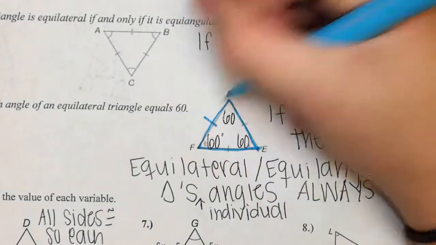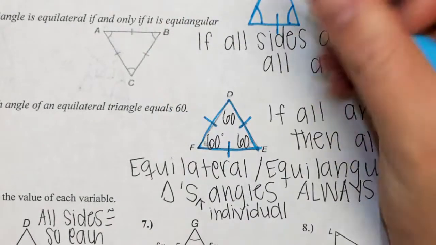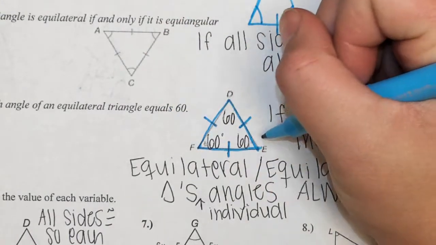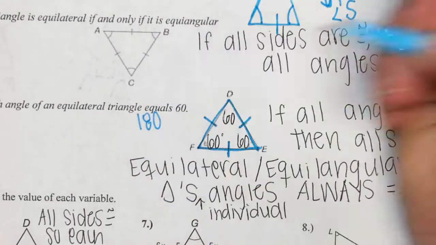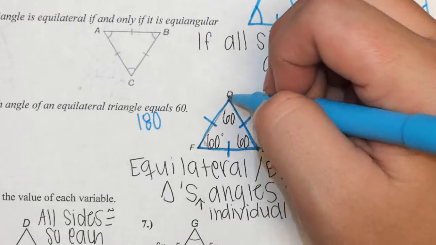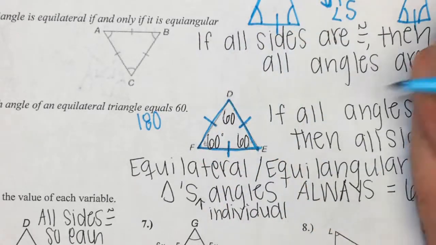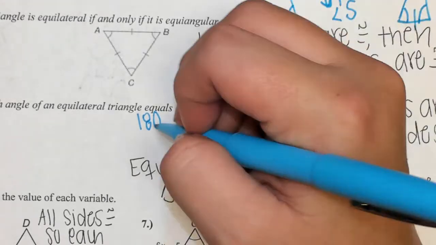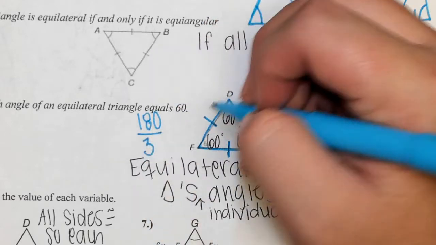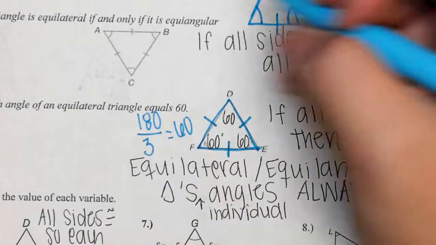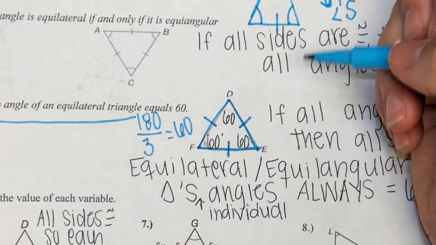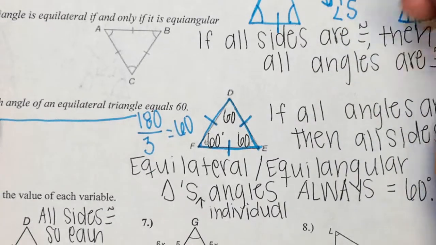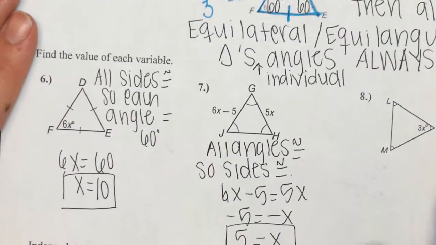Now, the important thing about knowing if all the angles are the same and all the sides are the same: if these sides are all the same, that means all these angles are going to be the same. Well, you know that 180 degrees makes a triangle. If there's 3 angles and they all have to be the same thing, 180 divided by 3 is 60. So every angle has to equal 60 in an equilateral triangle. Every time. Okay?